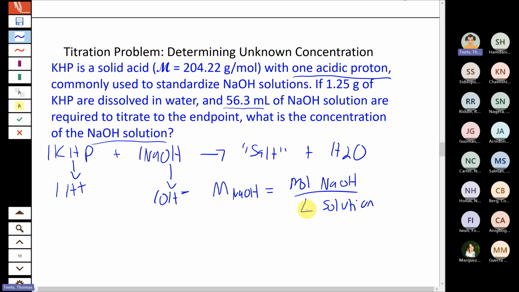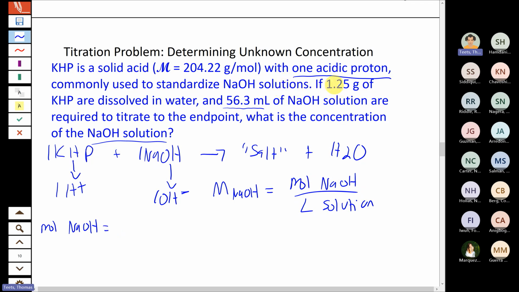So the liters of solution is not directly given to us, but we know how many milliliters of sodium hydroxide solution we have. So that's going to be an easy conversion to get into liters. But we have to use stoichiometry to figure out how many moles of NaOH would actually be present. So we're going to start that part of it first to calculate the numerator. So we're looking for moles of NaOH, and that's where we're going to use the titration information to get there.